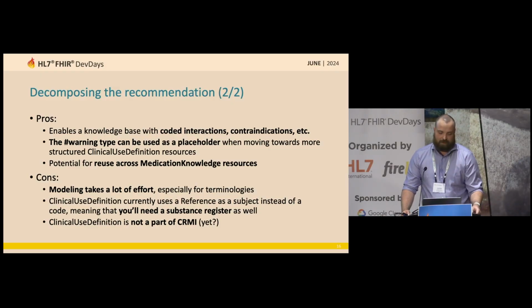A more technical note: clinical use definitions currently have a reference as a subject to a particular substance or a medication instead of a coding. So you'll need some kind of a substance register where you have these FHIR resources that you can point to. For example, at DevDays, we have somewhere around 2,000 different substances that we deal with in these kinds of prescribing support use cases. And clinical use definition is not a part of CRMI, but I don't really see any point why it couldn't be.